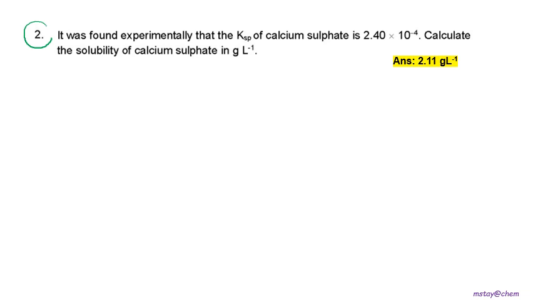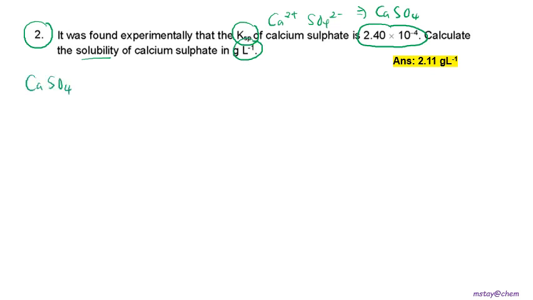Now let's continue to tutorial question number 2. Given the KSP for the calcium sulfate is 2.4 exponent negative 4. As we know, calcium sulfate, calcium 2 plus, SO4 2 negative. So the formula for this compound is CaSO4. Then we need to calculate the solubility in gram per liter. So step number 1, we're going to write the equation. Calcium sulfate solid, reversible arrow, produce Ca2 plus aqueous, and also SO4 2 negative aqueous.